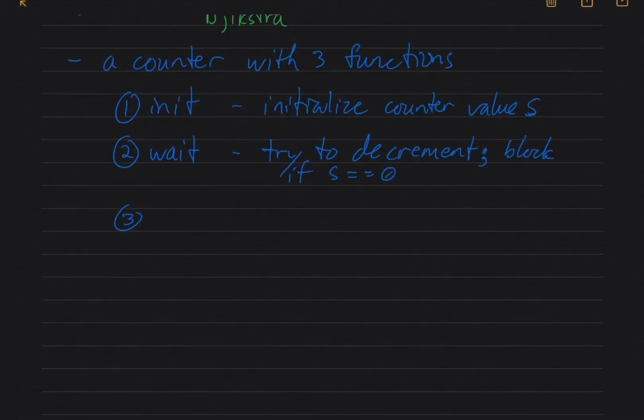And the third function is signal. And this one's pretty straightforward. It increments the counter. Say a semaphore has a value of 0. One task can wait on that semaphore and it's going to block. Another task, when it's done something, it can signal that semaphore, increase its count, and that will then unblock the first task that was waiting on the semaphore. And so that allows you to synchronize between those 2 tasks. And we're going to look at some use cases of those on the next page.